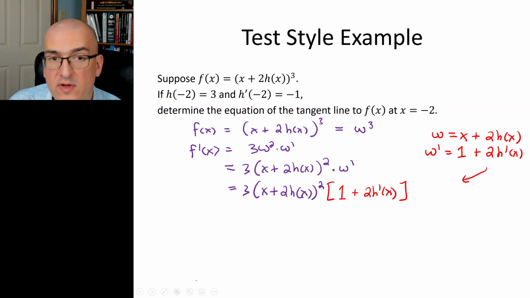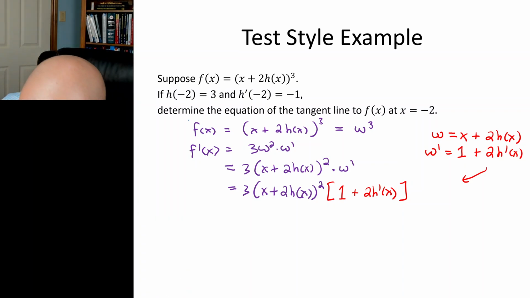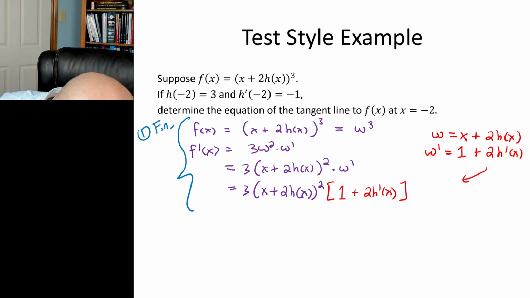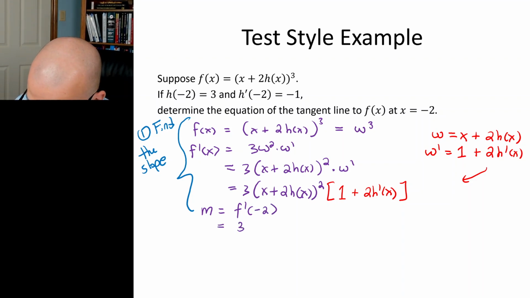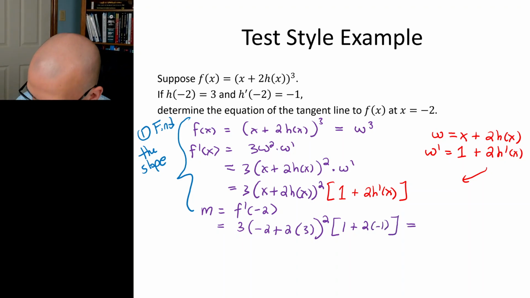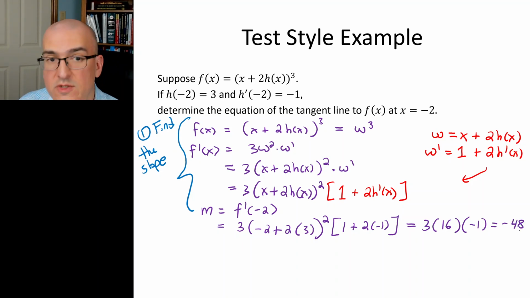Now what we want is the slope first of the tangent line. So this is kind of step one. Find the slope of the tangent line. m is equal to f prime of x evaluated at -2. So that's going to be 3 times -2 plus 2 times h at -2, which is 3, all squared, times 1 plus 2 times h prime of -2, which is -1. So we'll have 3 times 4 squared, so 3 times 16 times -1, which is -48. So there's our slope, there's our m.